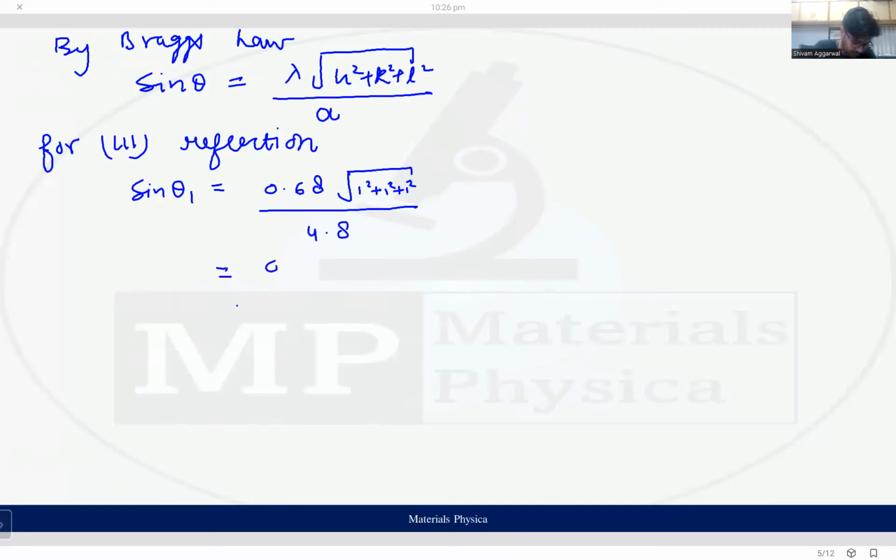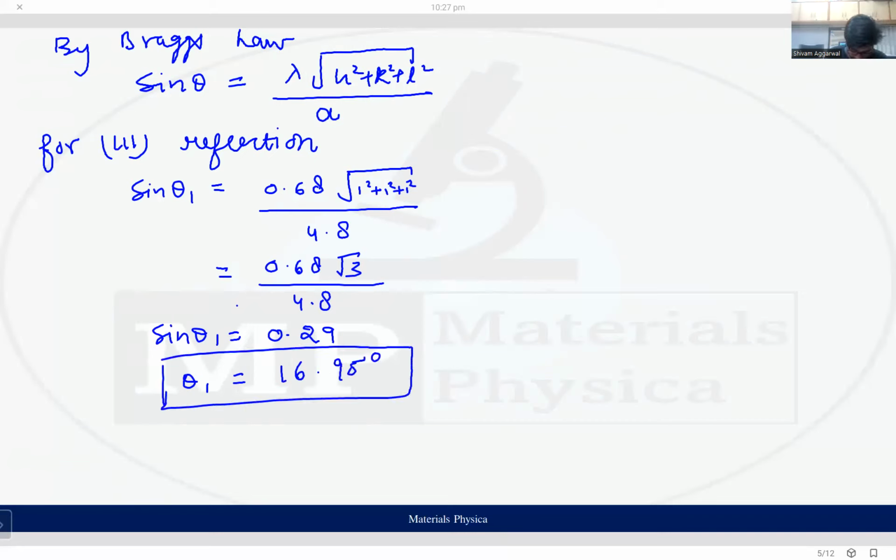So 0.68 times root 3 over 4.8. When we solve it, we will get 0.29. This is the value of sin theta 1. And the value of theta 1 is equal to sin inverse 0.29, and that would be 16.95 degree.